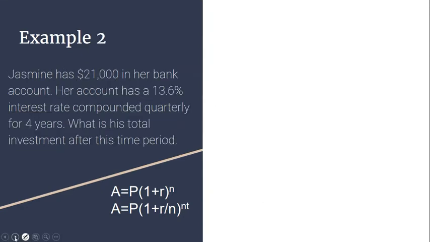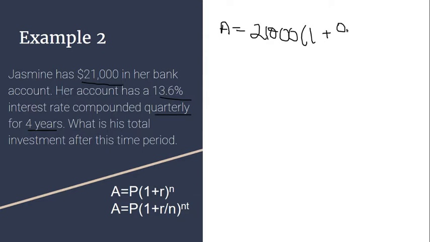Example number 2. Jasmine has $21,000 in her bank account. Her account has a 13.6% interest rate compounded quarterly for 4 years. What is her total investment after this time period? So we're going to go ahead and plug in those numbers. She starts out with $21,000 times 1 plus her rate. When you move the decimal 2 to the left or divide by 100, you get 0.136. Number of times a year, well, it's quarterly, so that's 4 times a year. Again, we have an n up in the top and the number of years, 4.